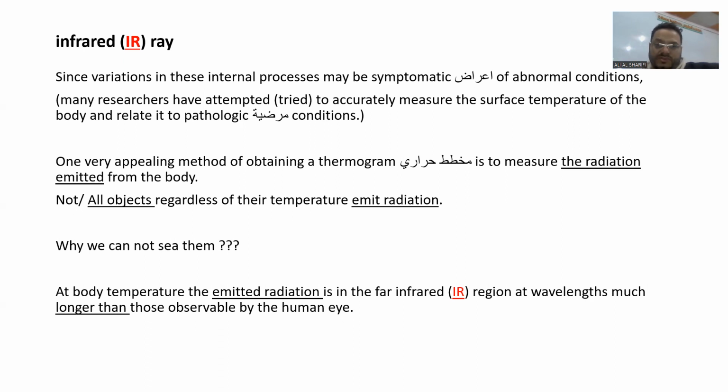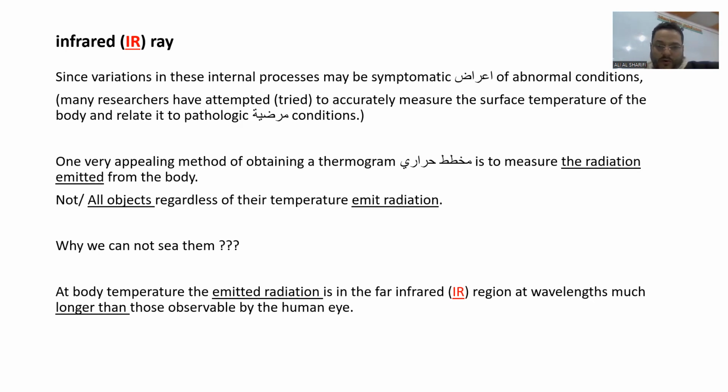Since variation in this internal process may be symptomatic of abnormal conditions, like when you work on a patient's teeth and something goes wrong, that means his temperature will increase. By that, you can know some infection has happened. That means it's an abnormal condition. Many researchers have attempted to accurately measure the surface temperature of the body and relate it to pathologic conditions. Like I said before, it's a pathologic condition. Why is this patient's temperature increased? Because some infection has happened. Something went wrong when you were working on it, I don't know. But that's evidence your patient has an infection.